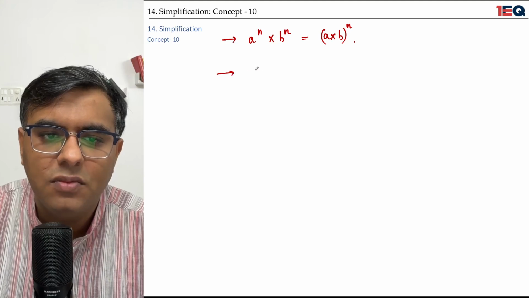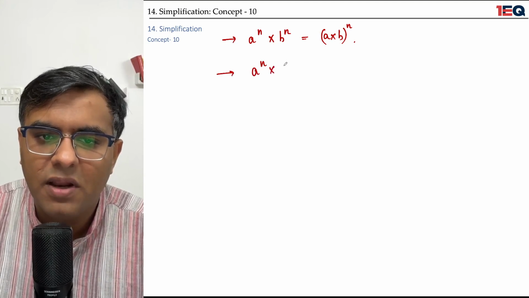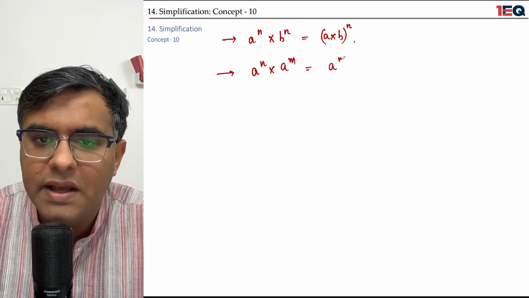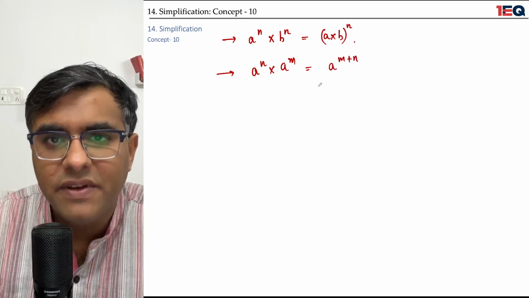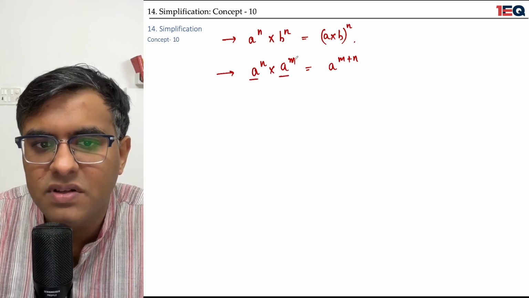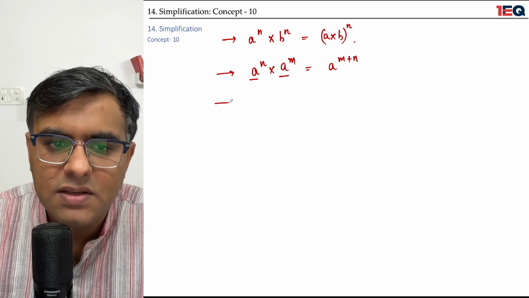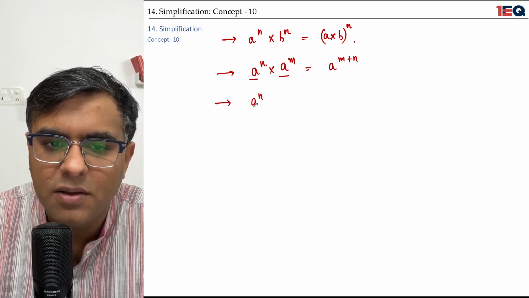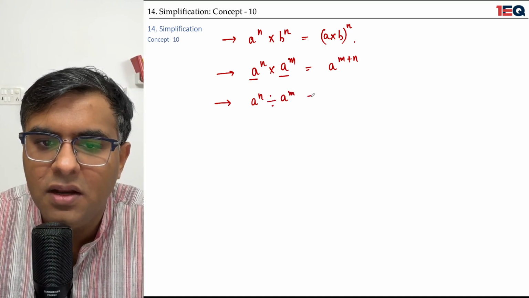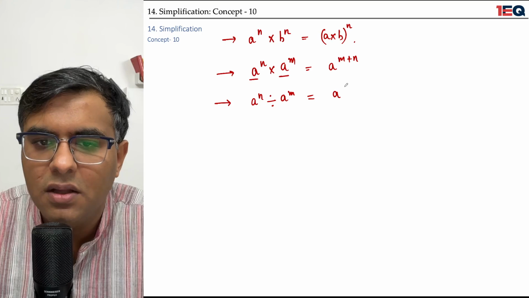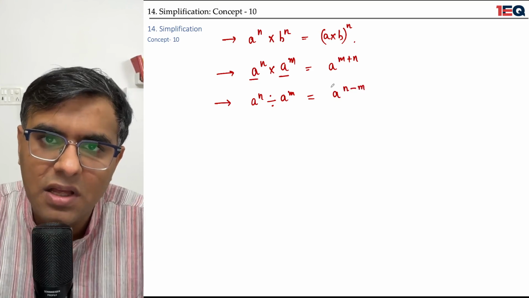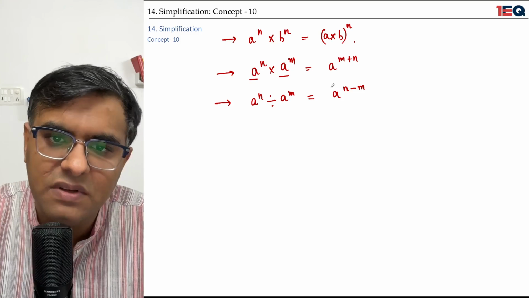Further, let's assume that a raised to the power n is multiplied by a raised to the power m. So that can be written as a raised to the power m plus n. When we speak out the identity, we say that the bases are same, so the powers would be added in multiplication. Similarly, if the bases are same and there is a division sign between a raised to the power n and a raised to the power m, the powers would get subtracted. Okay, n minus m. Remember this, the one which stays on top is a positive power, the one which stays on the bottom is a negative power.